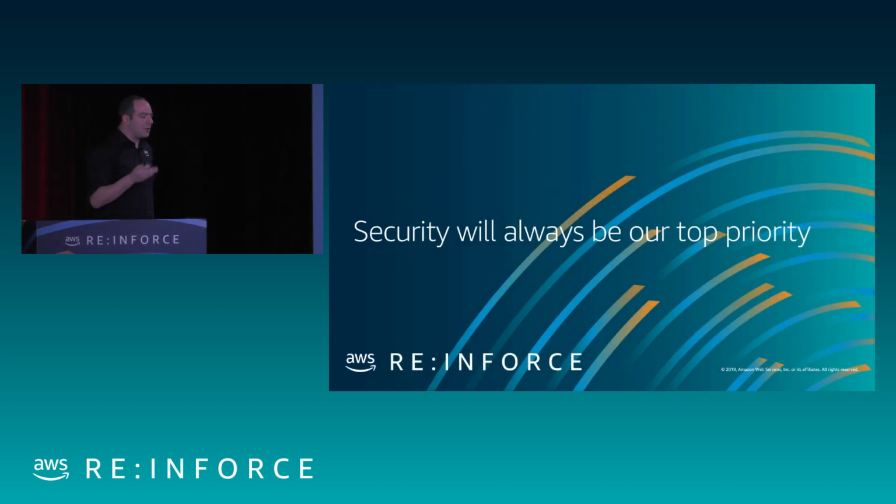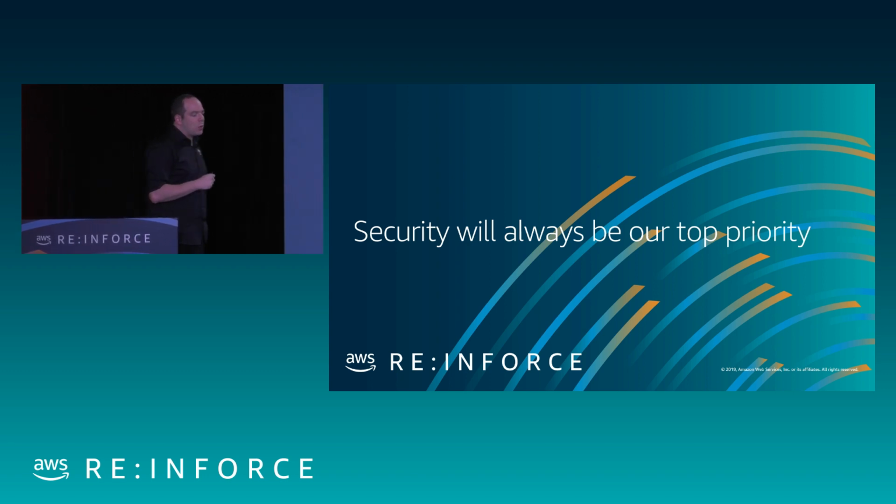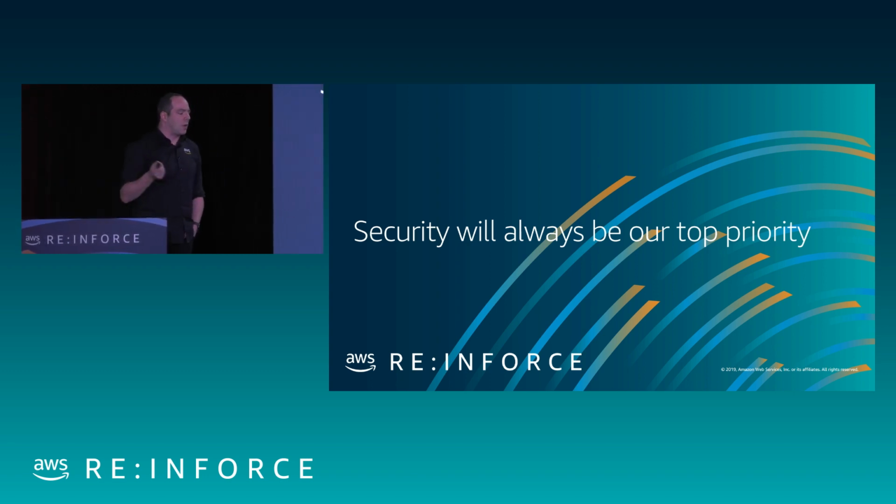So security, as you heard at the keynote, is always our top priority at AWS. So what I wanted to do is, number one, segue for a second and focus on how we approach security at AWS, look at some of the services that we offer, and then we'll pivot from that back to our identity management challenge.